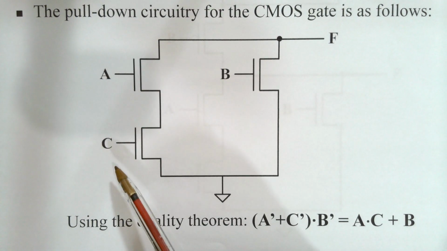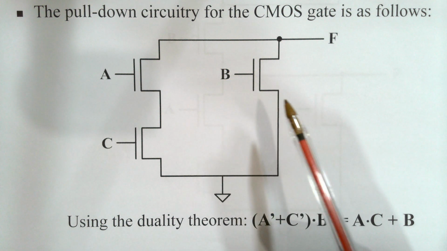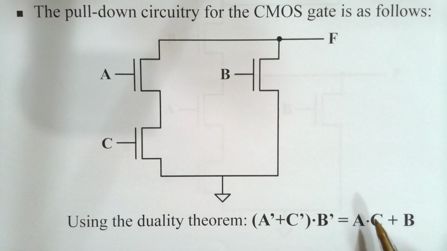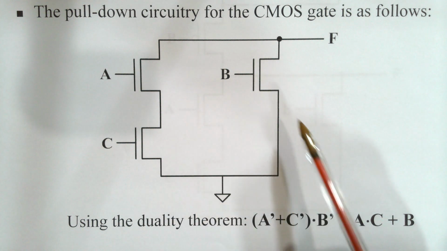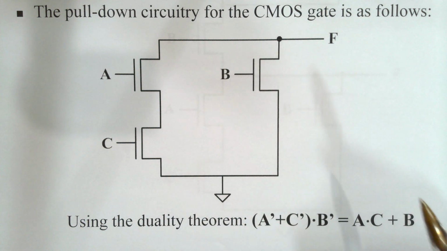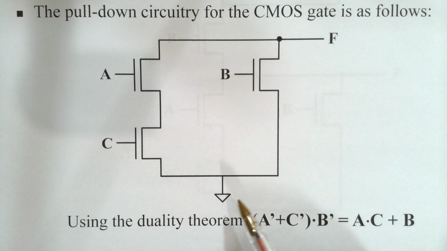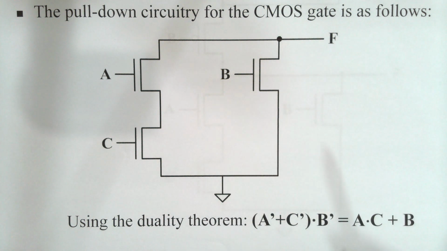One connected to A and one connected to C. And this expression is ORed to B. That indicates that we have another NMOS transistor, but that NMOS transistor is in parallel with the network of NMOS transistors connected to A and C. So these two that are in series are in parallel with this NMOS transistor connected to B. And that is how we get the pull-down circuitry. We connect it to ground at the base, and F is connected to the top.